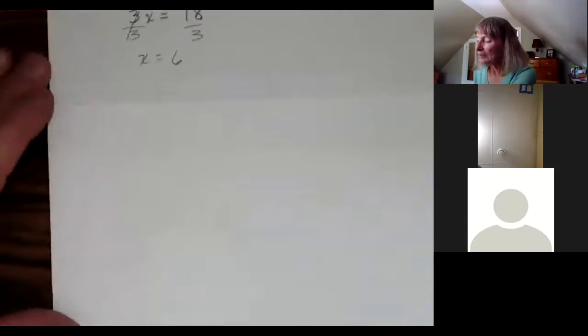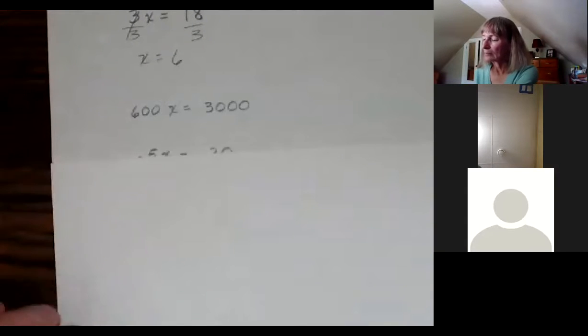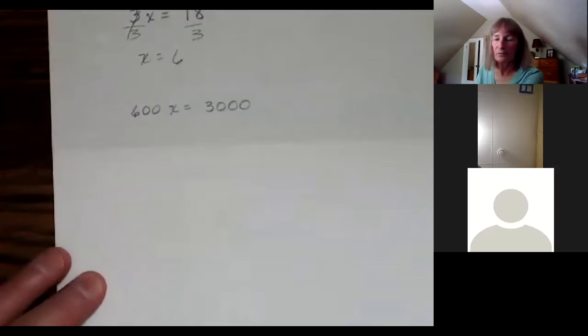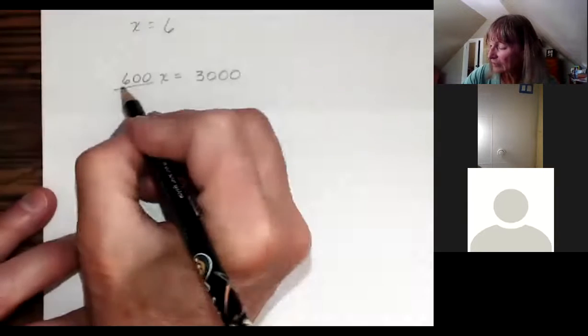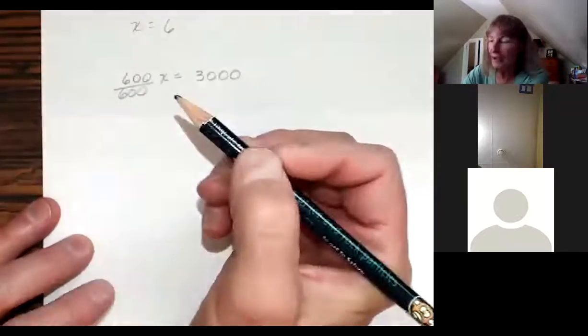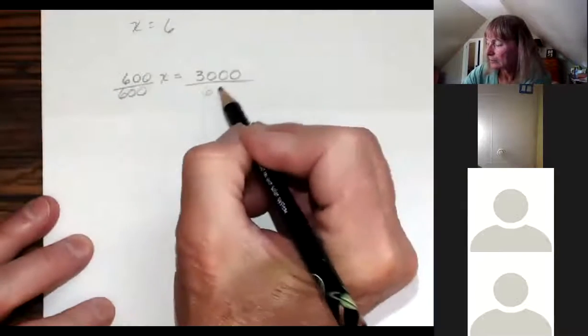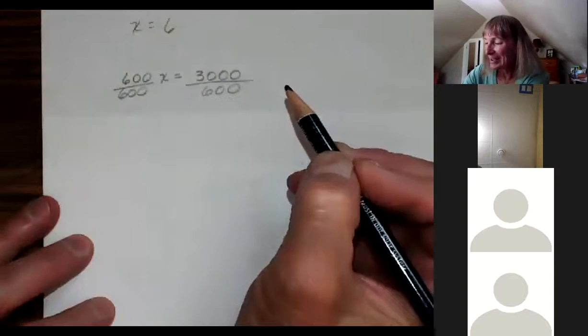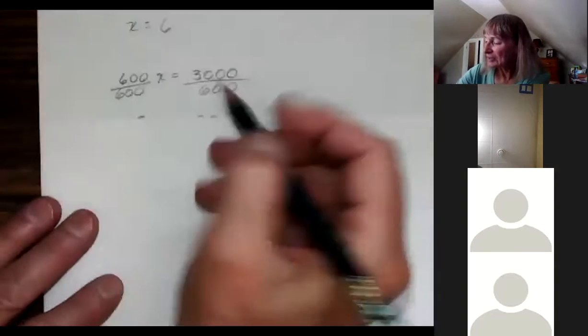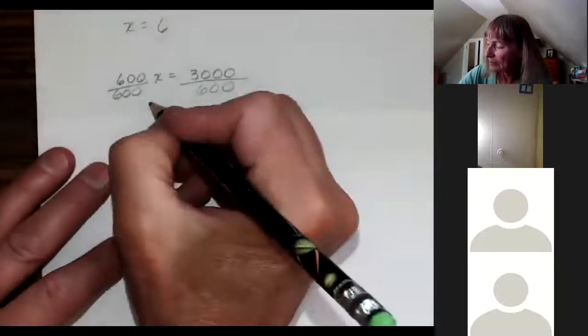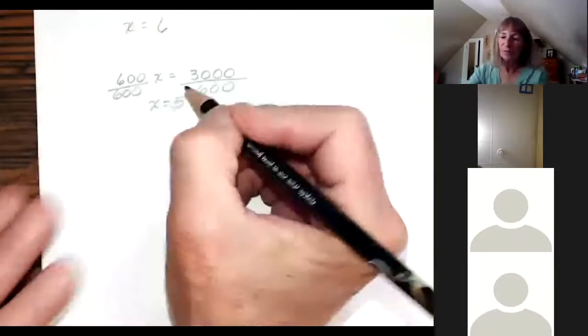All right, how about this one? Same thing, but by 600. We're going to divide by 600. This is a big number, but we don't care. We have a big number to divide. So this comes out to x equals 5.